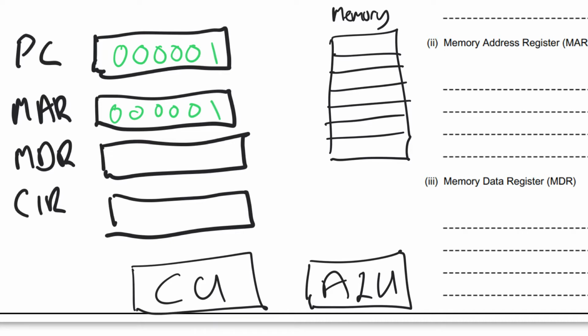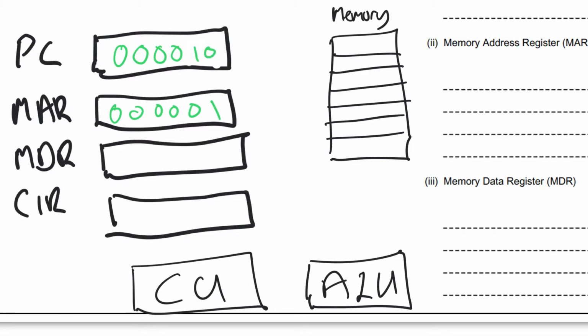So that is one of the three things you can say about the program counter. 1, it holds the address of the next instruction. 2, it passes the contents of the program counter to the memory address register. And 3, it increments. Now, I've probably made a mistake there by writing 2. Because it's in binary, I should have said 000010, but just ignore it for the second.